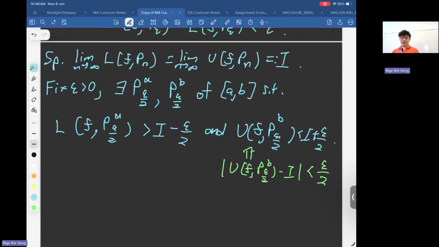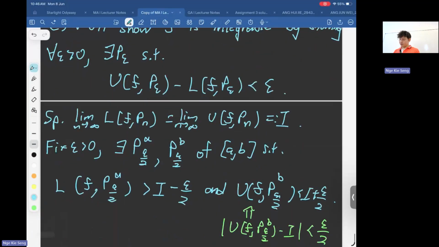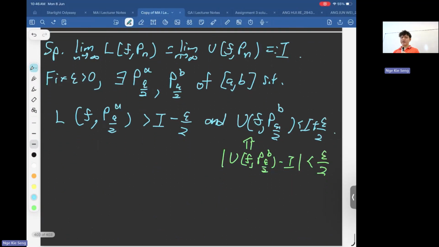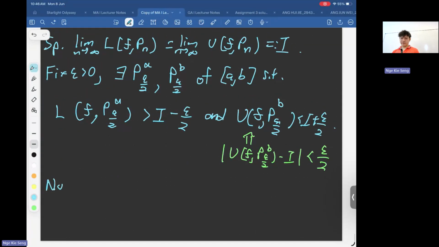Then what do we do? What do we need? We need a P epsilon, right? So now you've got two different P, but I need a single P. Again, we play the same game, the refinement game. So let P epsilon be the union of these two.